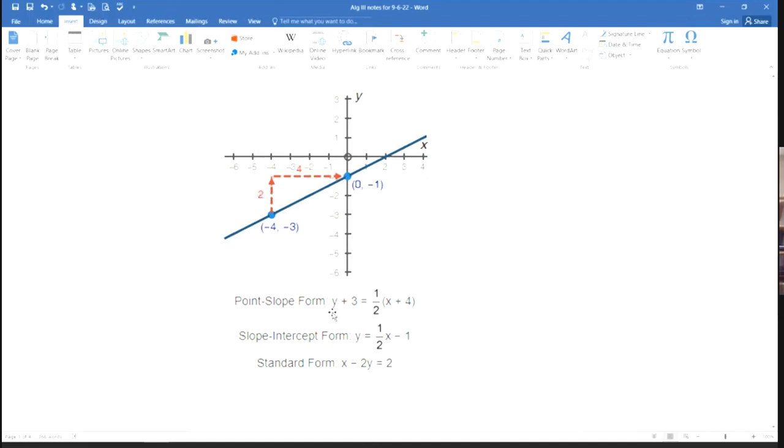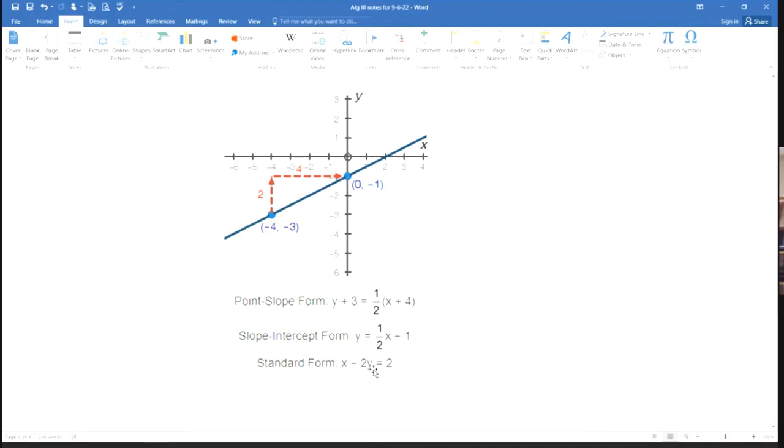And so then here is point slope form of this line. They use the point -4, -3. See, the x is right here. That -4, it's x minus -4. It's y minus -3. And the slope of 1/2. Slope intercept form. We can look at the graph and write it in slope intercept form. We know the intercept is at -1. That's where it crosses the y-axis. The intercept's -1. And we know the slope is 1/2. So it's y equals 1/2 x minus 1. That's y equals mx plus b.